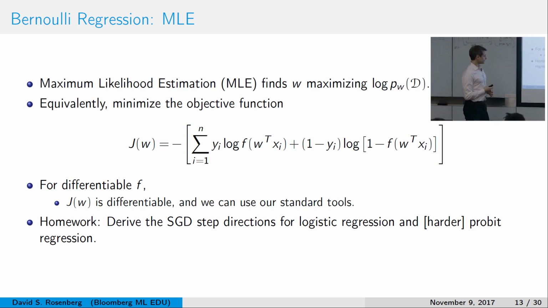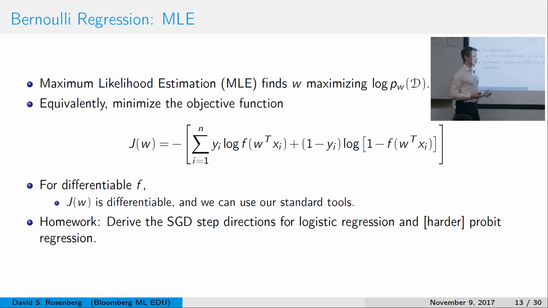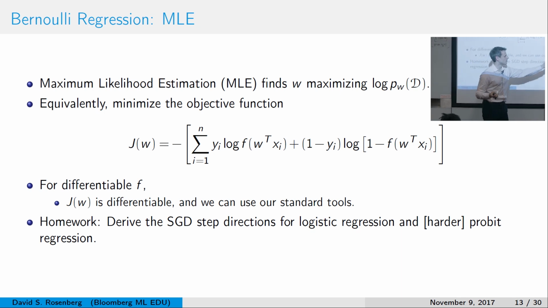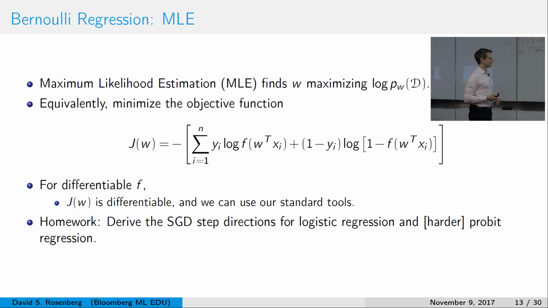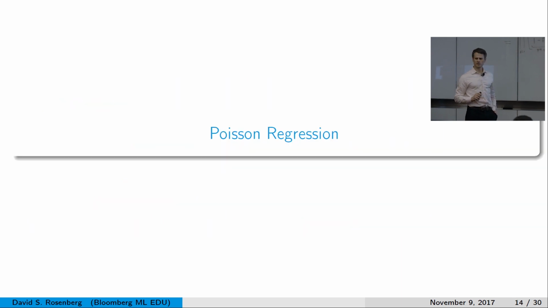A potential homework problem would be to find the SGD step directions for logistic regression, which is one of the link functions, or probit regression, which is the other link function. These are fairly straightforward to derive, and that's what would be going on behind the scenes if you did logistic regression or probit regression in a statistics package. All right. So that's Bernoulli regression. Any questions on that?